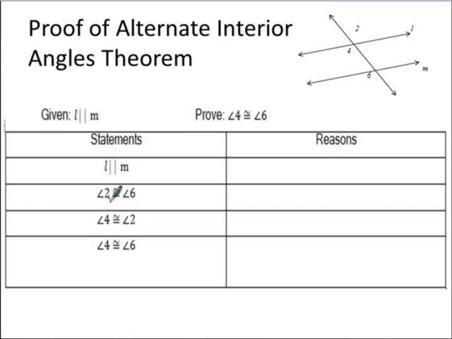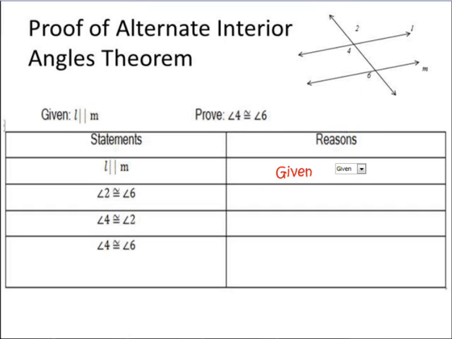So, let's do a proof. Yay, proof. All right, so we're going to start with L is parallel to M. That was the given. All right, 2 is congruent to 6. We know that 2 is congruent to 6 because of which postulate or theorem? What tells us that 2 is congruent to 6?